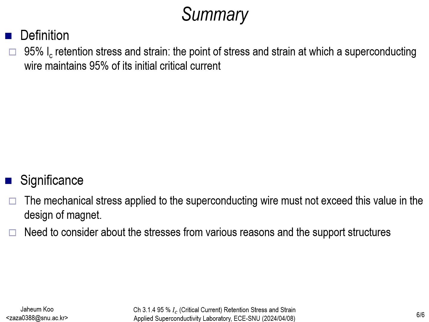In conclusion, the values of stress and strain at which the critical current is maintained at 95% of its original level are referred to as 95% IC retention stress and strain. These values are crucial during the magnet design process to ensure the structural stability of the superconducting magnet. You have to think about the supportive structures, considering these 95% IC retention values.